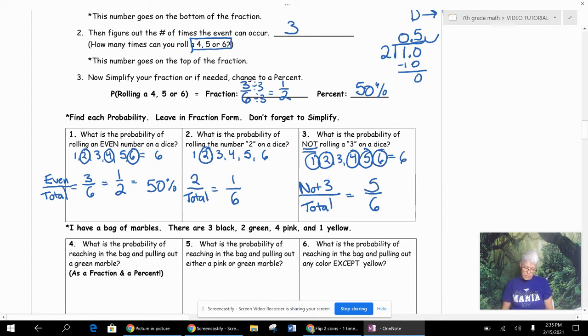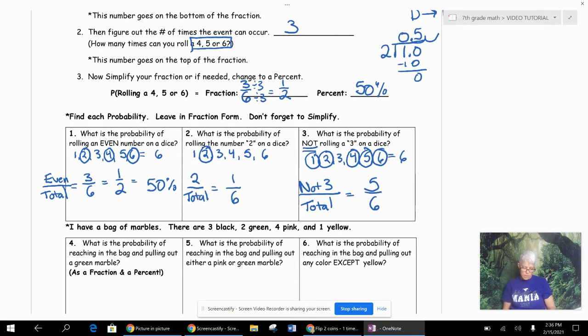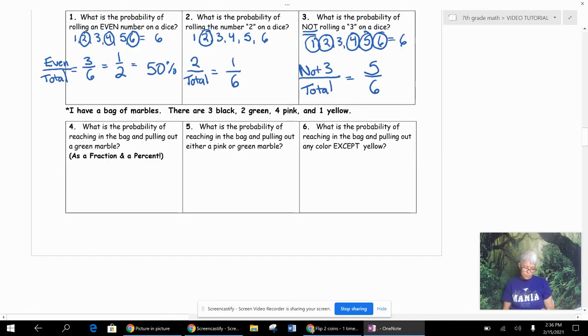And I can't simplify 5 over 6 or 1 over 6. Okay, I'm leaving them as fractions. I'm not changing them into percents. Let's go to number 4.